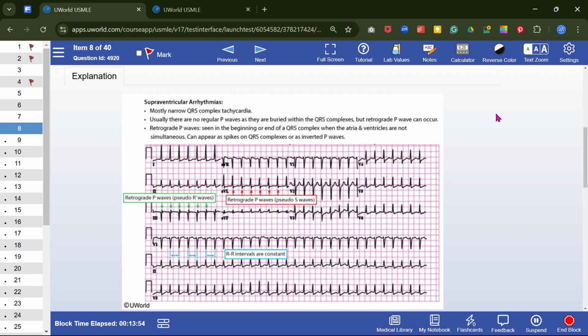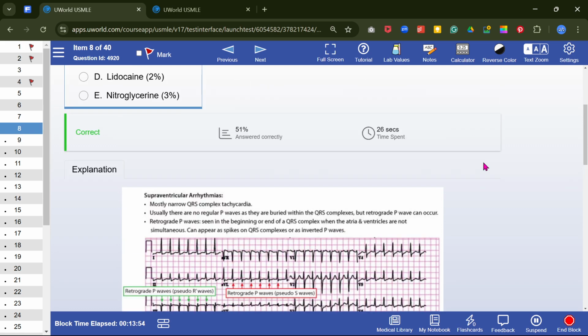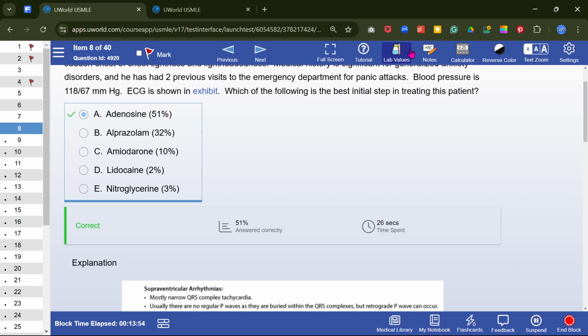Okay, tell me the rate of this patient. Is it over 150 or below 150? So if it is 150, what may be the diagnosis? I told you to remember only one diagnosis.